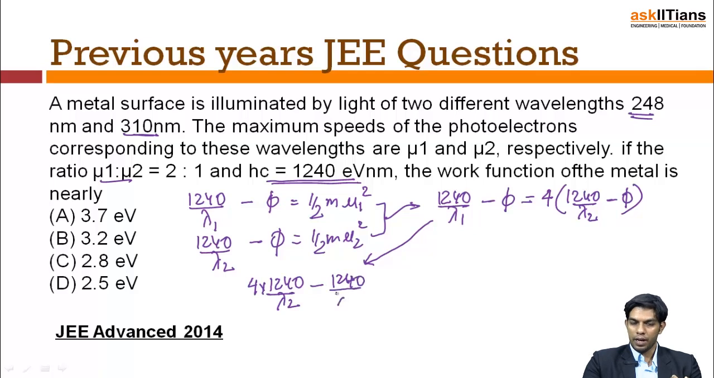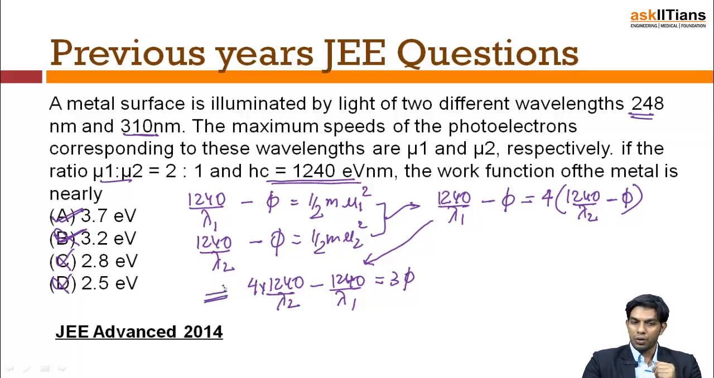1240 divided by lambda 1 equals 3 phi. So you will straight away get the work function if you put down the values of lambda and simply evaluate this. Working this out, you will end up getting 3.2 electron volt as the correct answer. Sorry, not 3.2 electron volts, this is a wrong answer. 3.7 electron volt is the correct answer. So work this out. It's simple.